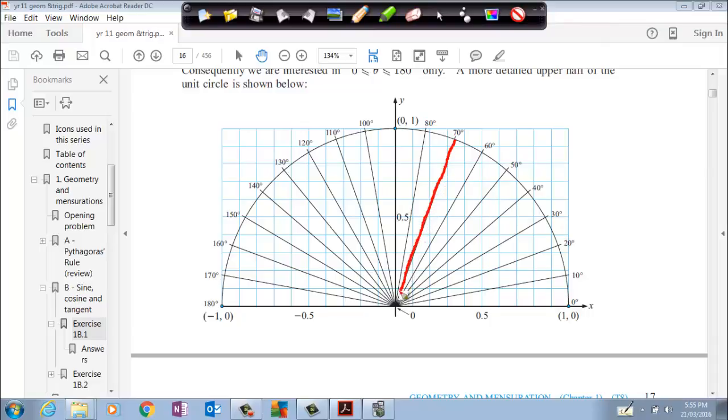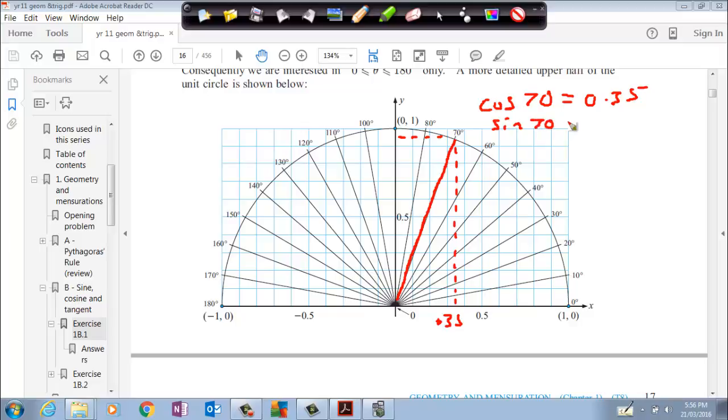And if we want cos of 70, we want the x-coordinate of 70. Now the x-coordinate is the coordinate on the x-axis corresponding to the point on the edge of the circle, and it looks like it's 0.1, 2, 3, about 0.35. So we can say that cos of 70 equals 0.35. Of course, if we wanted sine 70, we're actually reading this value here, and that looks about 0.95. So I think that's part B.